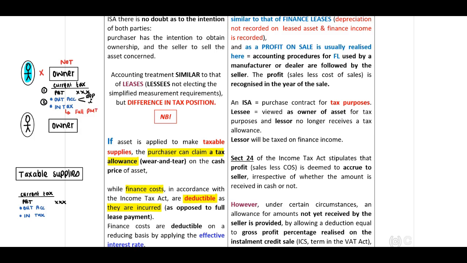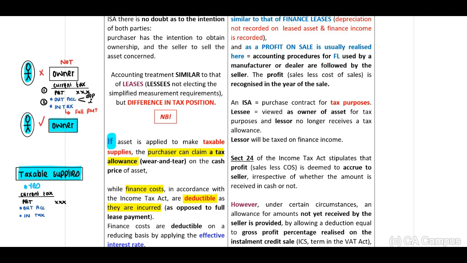Now, our lessee is the owner of this asset. Therefore, yes, our lessee is now the owner. And we need to take this one step further. If, and this is the if, the asset is used to produce taxable supplies, therefore, you need to ask yourself this question: if used to produce taxable supplies, and your answer is yes.